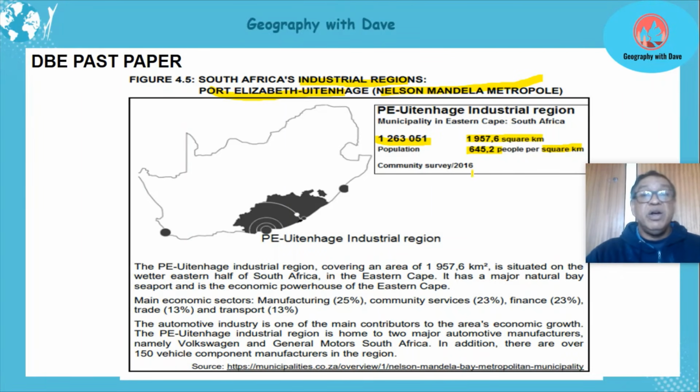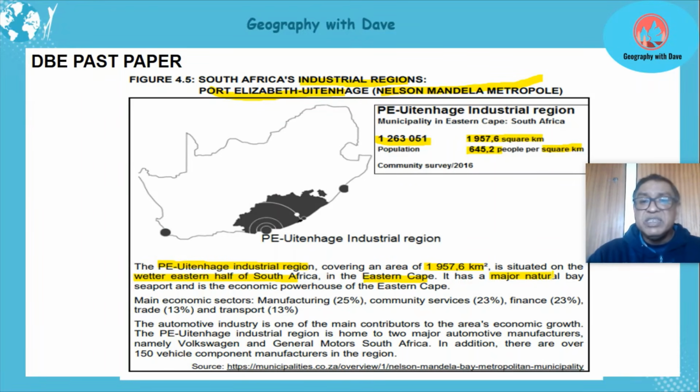All right, okay, and of course that's a reference. Let us read further. Let's take the words. The PE-Uitenhage being referred to here covers an area of 1,956 57.6 square kilometers. So we see it's huge. It's situated on the wetter eastern half of South Africa and in the Eastern Cape. See what I'm doing, learners? I'm highlighting the main words. Okay. Has major natural bay.